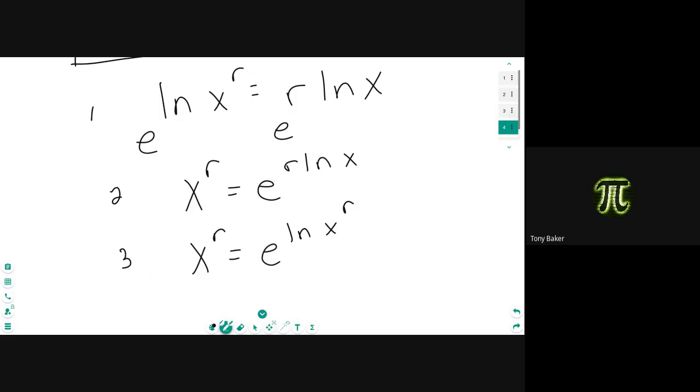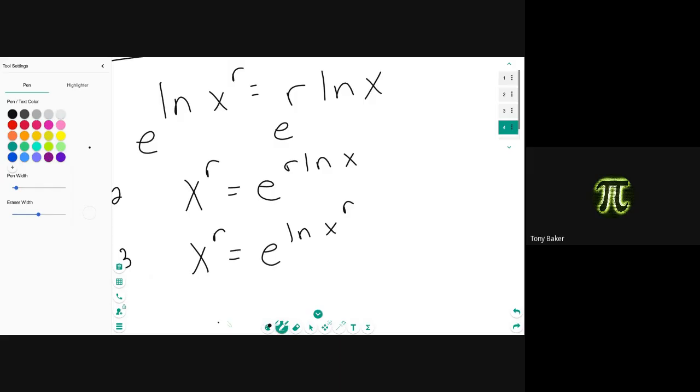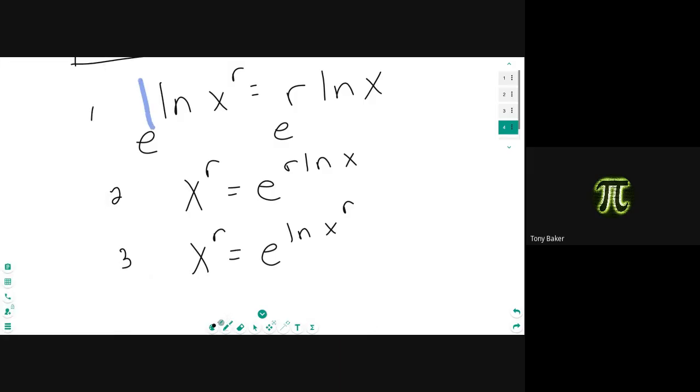All right. Does that step make sense? The 3 steps we just did. Number one is e to the ln of x to the r equals e to the r ln of x. This is the basic rule. I raised both sides to e, so that the e and the ln cancel each other out, because that's how we get rid of those. And I'm left with that.